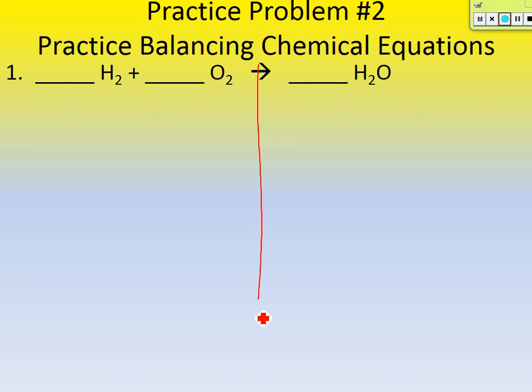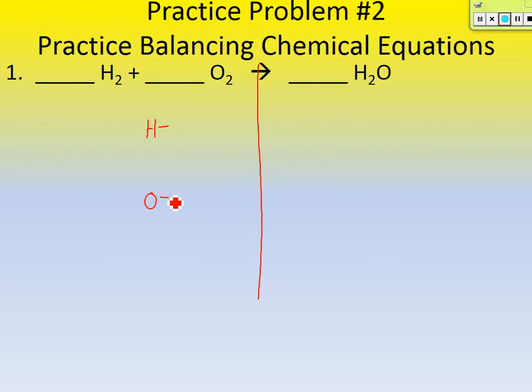Step 2 is we're going to list all the elements on the reactant side. I've got hydrogen, so I'm going to put an H down here. I've got oxygen, so I'm going to put an O right here. So I listed all the elements on the reactant side.